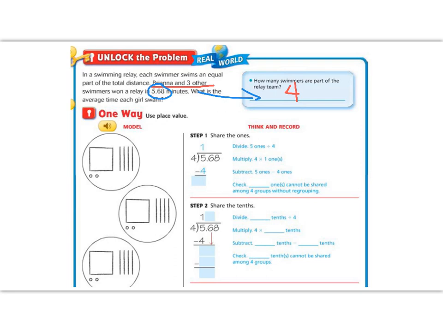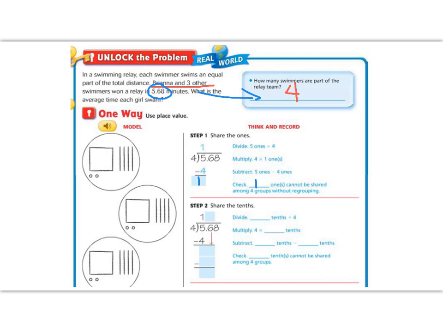Notice that we set it up like regular long division. There's a decimal in there, but for now we're going to pretend like it doesn't exist and divide. So the first one says 4 goes into 5 one time. 1 goes on top, and the 4 goes underneath because 4 times 1 is 4. And then we're going to subtract. 5 minus 4 is 1. So then we check. One group of 4 cannot go into 1 evenly.